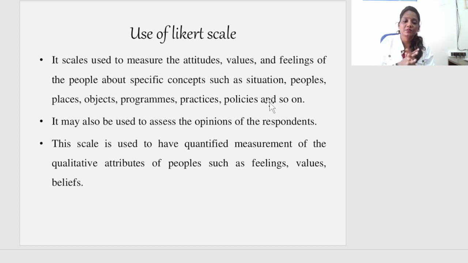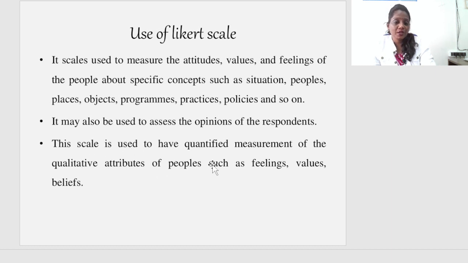When you give some score, it helps to evaluate the status of an institution, an individual, a place or an object. It may also be used to assess the opinions of the respondents, for example how much rating you will give for this occasion, or how much rating you will give for this food. This helps to know the opinions of the respondents.